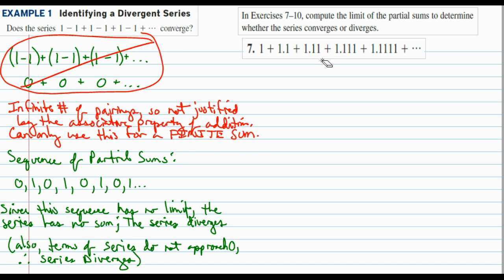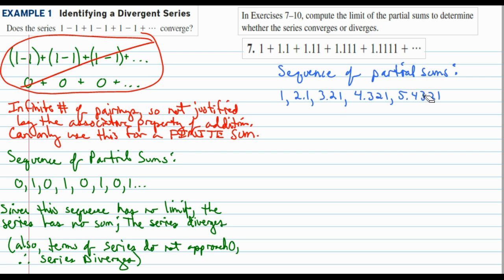Now try problem number 7. Compute the limit of the partial sums to determine whether the series converges or diverges. So partial sums, let's look at the sequence of partial sums. The first is 1, and then 1 plus 1.1 is 2.1. Now we're going to add the third one in, 3.21. Then we'll add the fourth one in, then the fifth one in, and that would keep going forever and ever, and you kind of see a pattern.